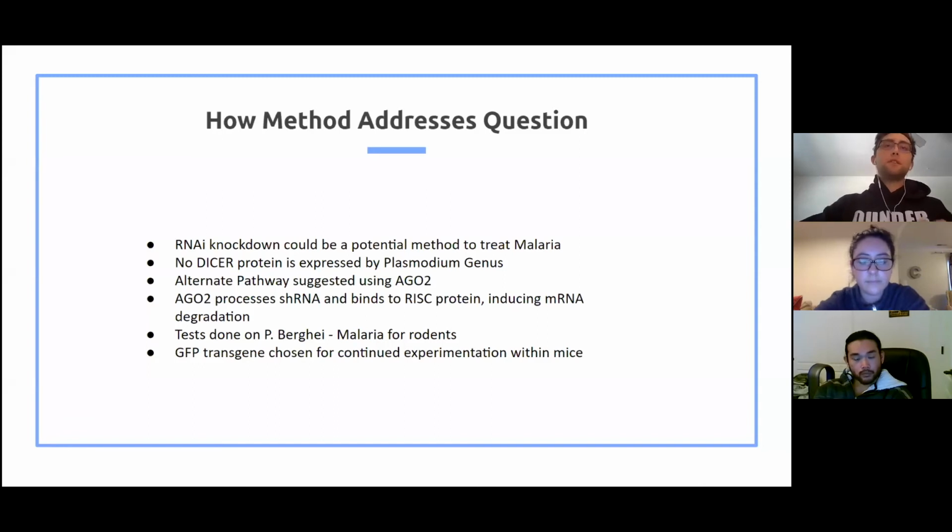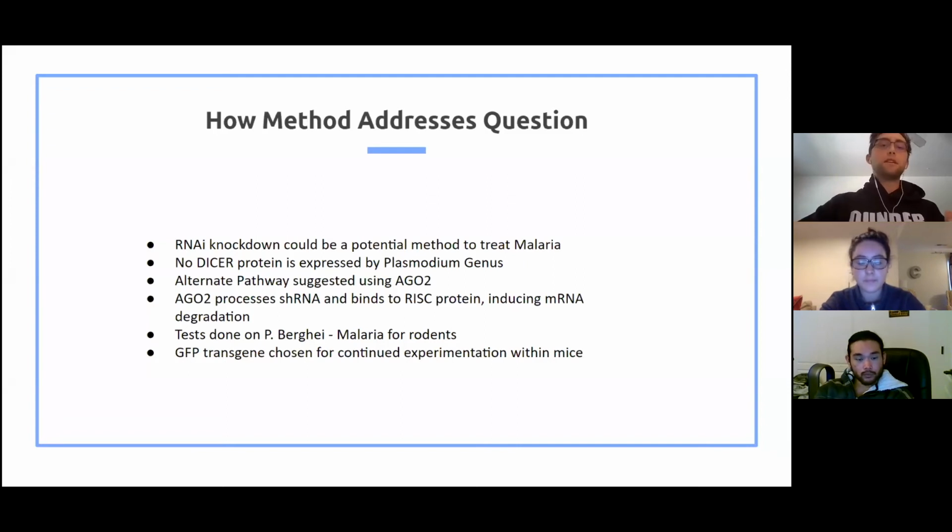All right, so now we're going to move into how the method addresses the question of the paper. Given our understanding of RNAi knockdown and the fact that the Plasmodium genus lacks the necessary cellular machinery to carry out canonical RNAi knockdown, with no dicer protein present, can a certain method of RNAi be constructed to allow for treatment of pathogens that fall under the Plasmodium genus?